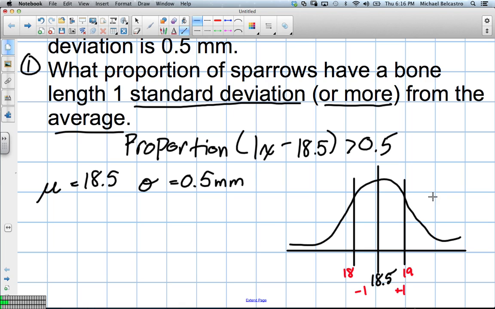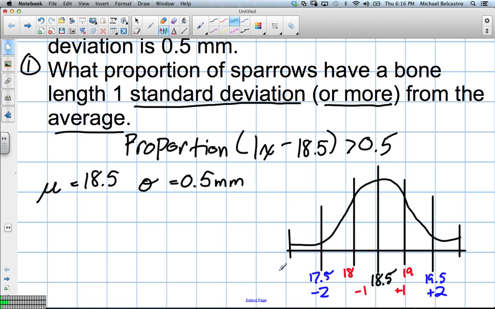2 deviations, let's do those in blue, are going to give us 19.5 because we add another 0.5, and 17.5 because we took away another 0.5. So this is 2 deviations and 2 deviations. And finally, 3 deviations like this. That's going to be 17 and 20, right? And that's plus 3 deviations and minus 3 deviations.